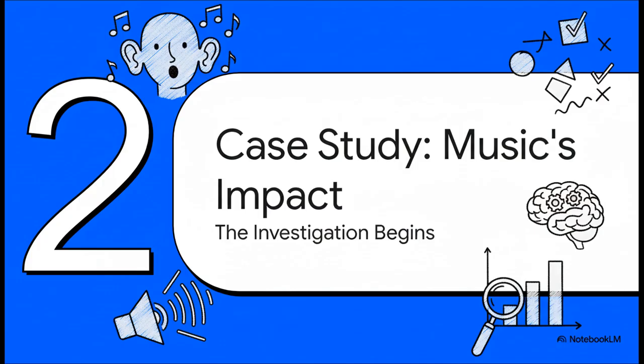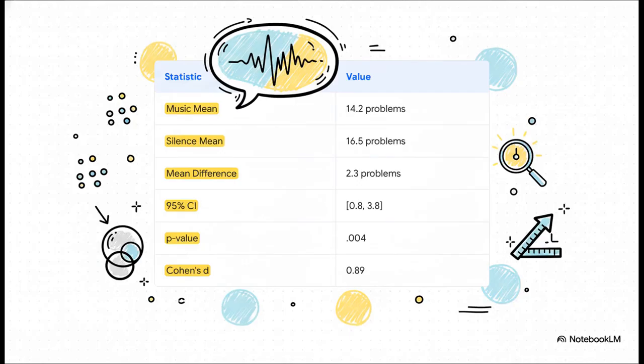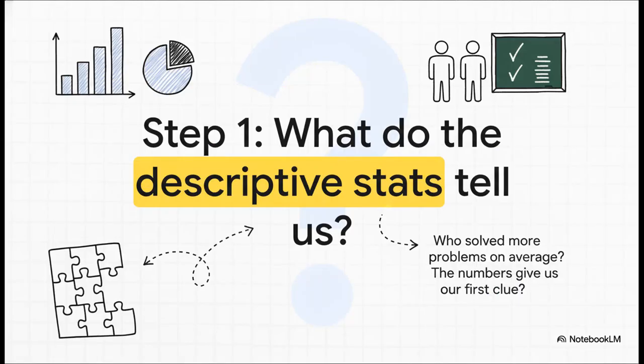The investigation begins now. Okay, here is the evidence file. This is what we've got. We have the average scores for both groups, the difference between them, a confidence interval, a p-value, and something called Cohen's d. Right now, yeah, it's just a list of numbers. But believe me, we are about to make them talk. So let's get started. Step 1.